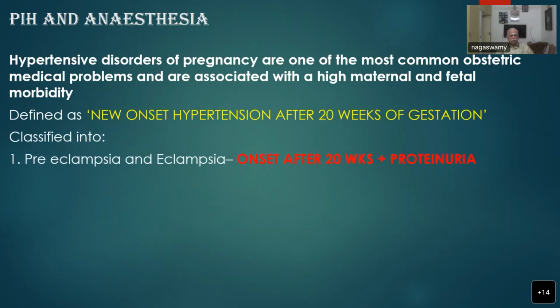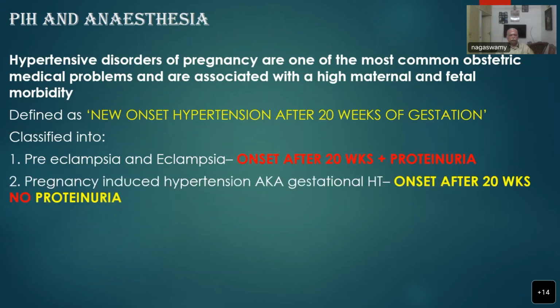And its classification, as already Shukla mentioned, can be pre-eclampsia or eclampsia, which is onset after 20 weeks, and proteinuria is a must. Earlier, they were including three things as classical features of preeclampsia: hypertension, proteinuria, and edema. But later on, the edema component was removed, and now we have only two things: hypertension and proteinuria, and the onset time is very important.